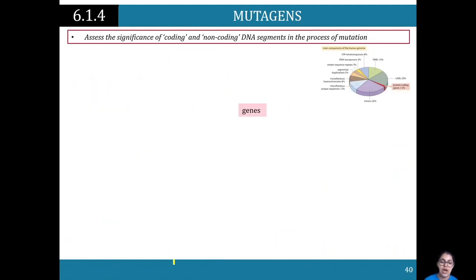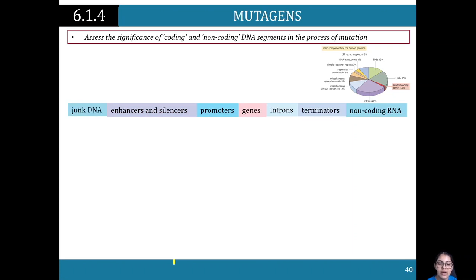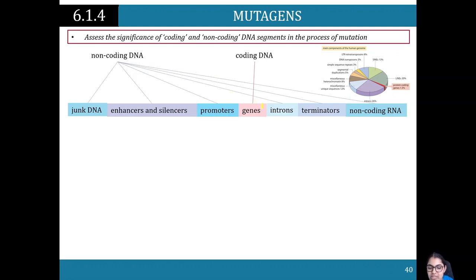Okay, now we're going to look at the significance of coding versus non-coding sections of the DNA. So remember, not all of the DNA codes for proteins. What we have here is that coding DNA, in fact, is a very small part of the overall DNA. A very small part of DNA codes for genes. Very, very small. That's our coding DNA.